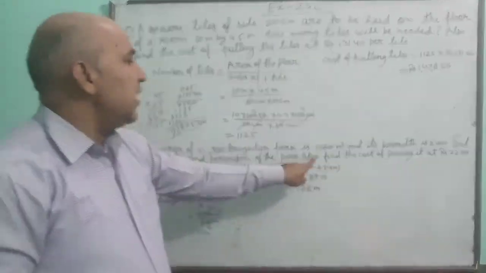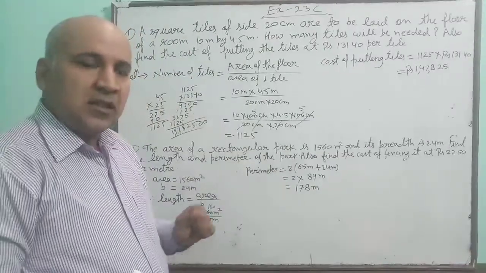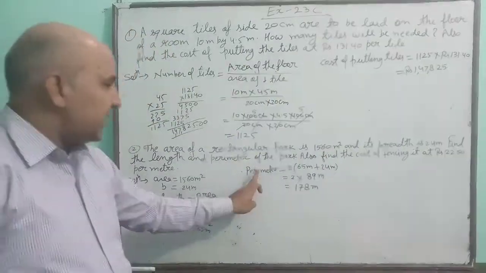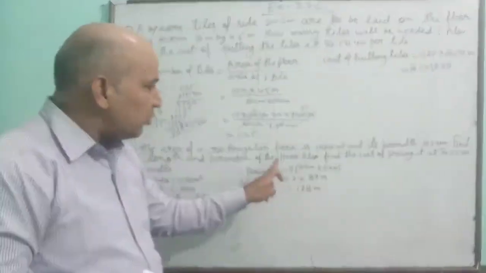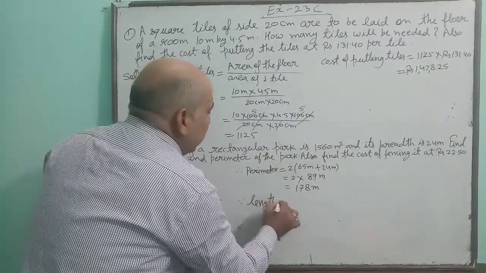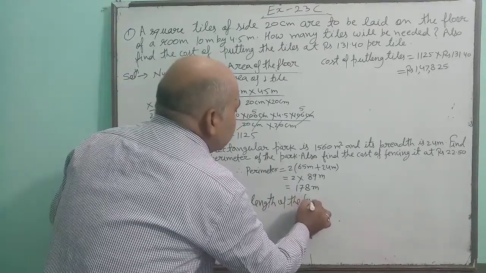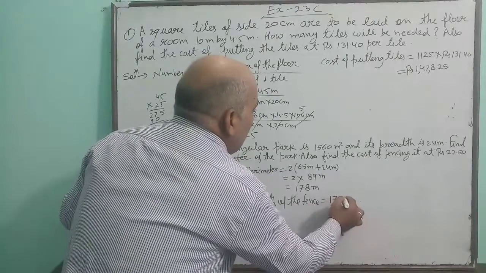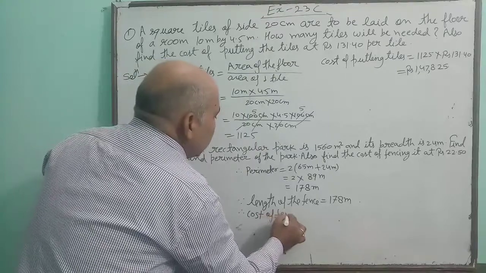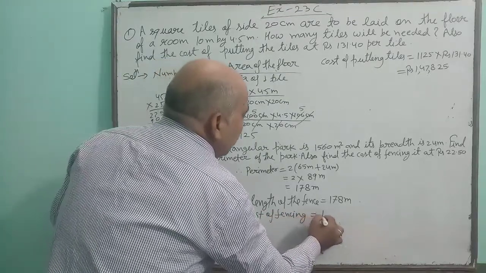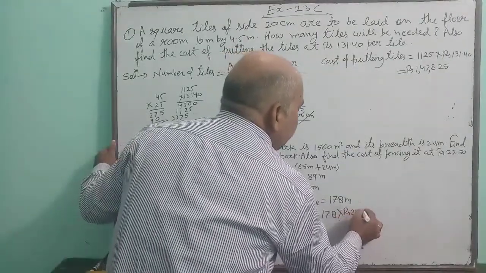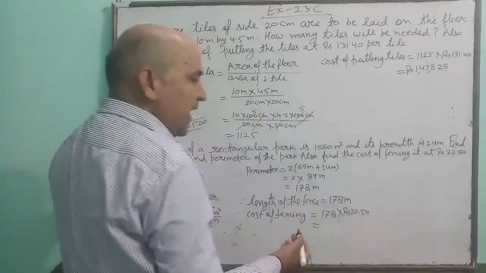Now the question is asking, also find the cost of fencing. Children, we know that length of the fence is equal to perimeter. Here the perimeter we have got means the length of the fence we have got. You will write, since length of the fence is equal to 178 meter, therefore cost of fencing is equal to this 178 multiplied by rupees 22.50. Now multiply and get your answer.